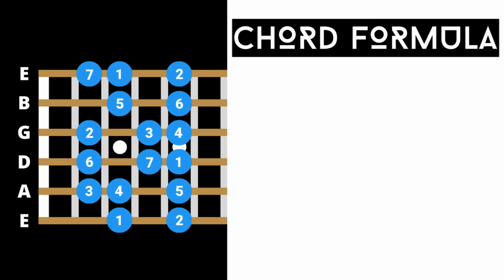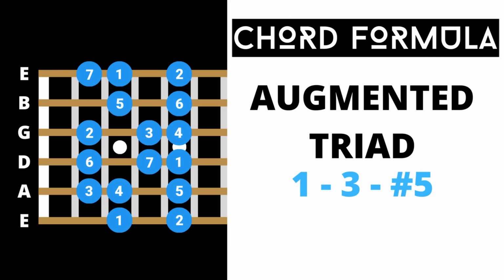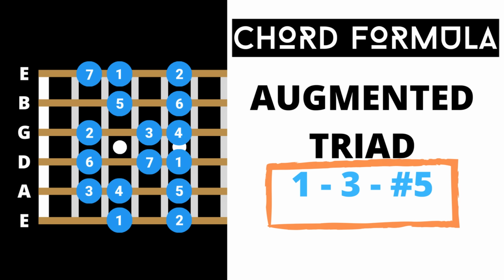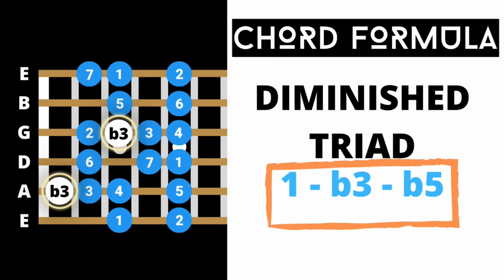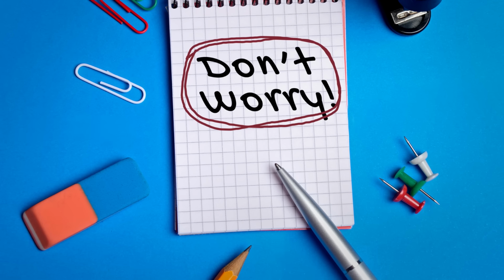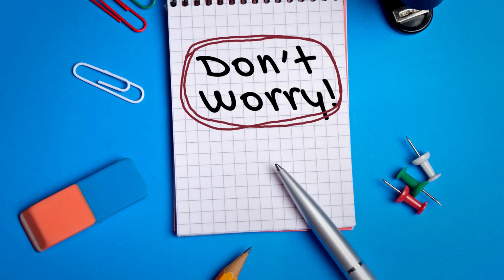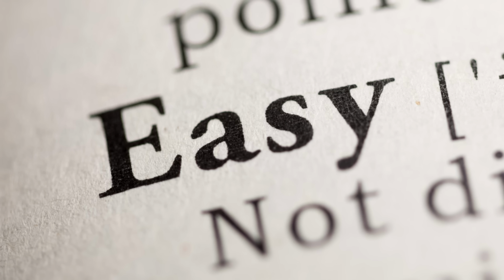of this for later. The next 2 triads are the augmented triad, which is a 1, 3rd, and sharp 5th, or 1, 3, sharp 5, and a diminished triad, so 1, flat 3, and flat 5. Don't worry too much about having to memorize all this now, as you will soon discover that very little memorization is actually needed to understand and use all of this.